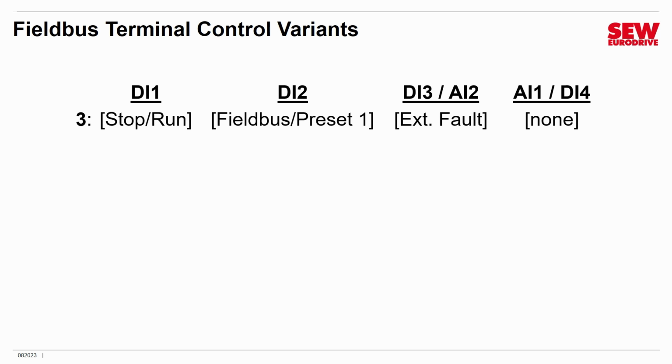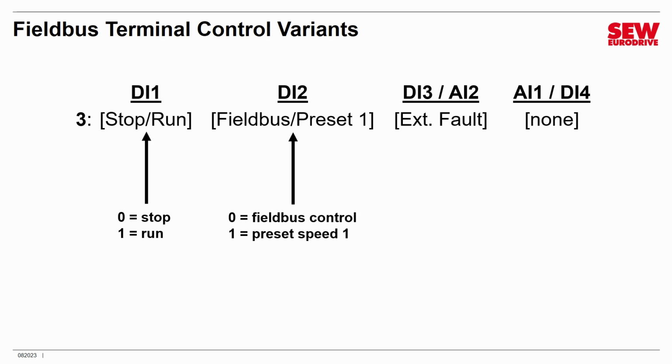This is variant 3. This one is kind of interesting. It lets you use an external fault sensor like a temperature sensor or some other kind of sensor. And it also lets you switch between Fieldbus control and a single preset speed. So digital input 1 is the usual enable-disable signal, but digital input 2 selects between the Fieldbus if it's off, or preset speed 1, which is a parameter-based speed, if it's on. Digital input 3 goes to the external fault sensor, and digital input 4, or analog input 1, does nothing. All right, so that is one variant that you can use.